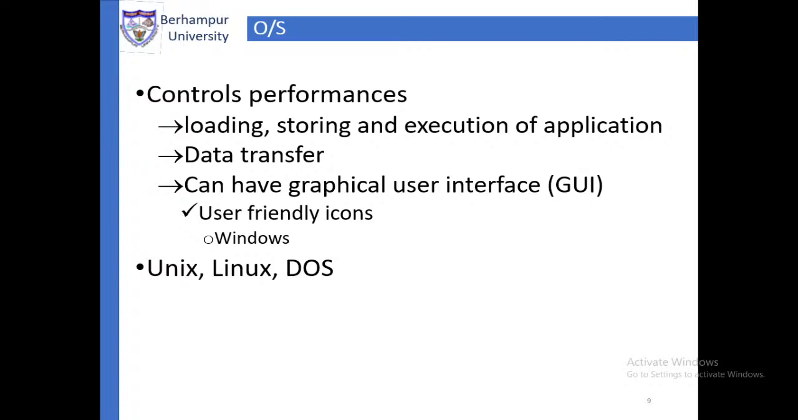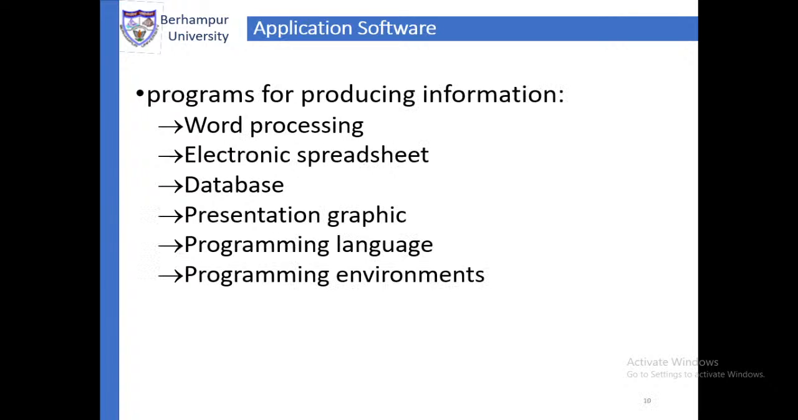So this is a short description of what an operating system is. Then I told you there are two softwares. One is operating system software, the other is application software. This is a short digression on application software.